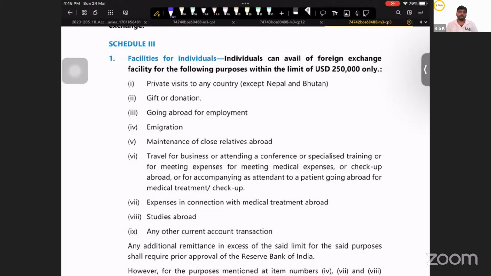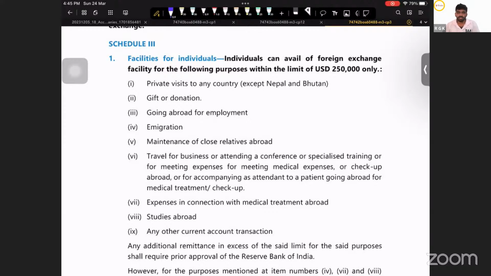If you want to travel for business, or attend a conference, or go for a specialized training, or go for a meeting, then also you can draw foreign exchange up to $250,000. In order to meet your medical expenses abroad, you can draw foreign exchange up to $250,000.